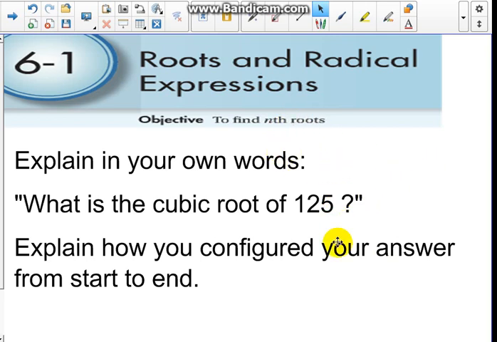So, to begin, I asked everyone to write in their math journals and explain what the cube root of 125 is. I wanted them to explain the process of how they solved that problem. Once they did, they wrote this process in their math journal, and then we began the lesson.